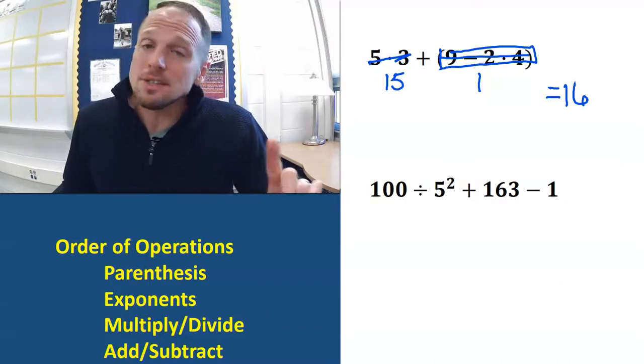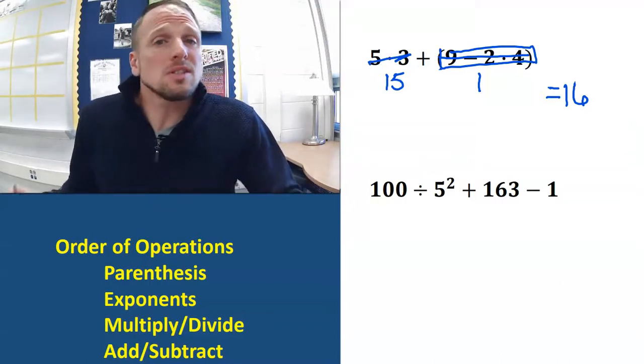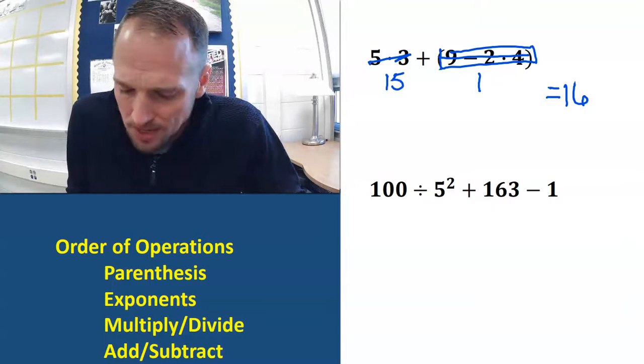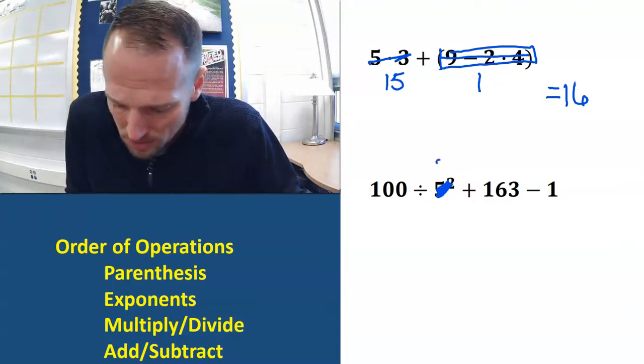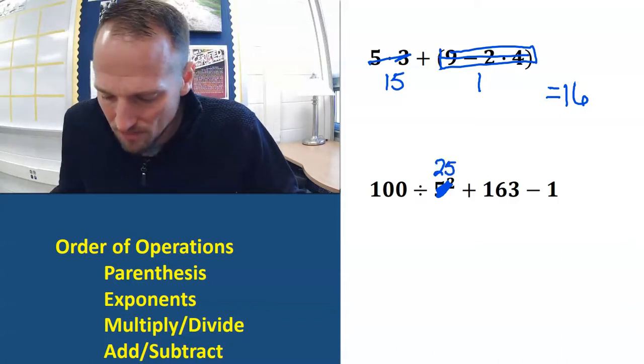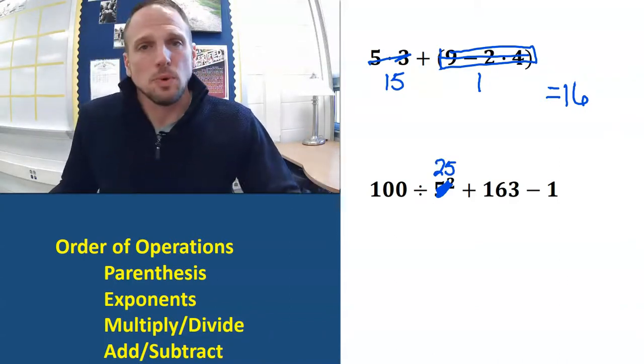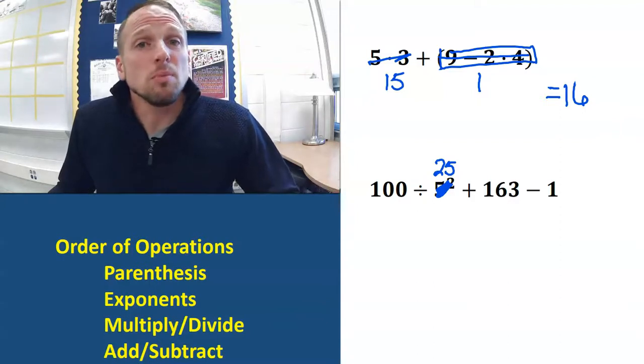Are there any parentheses? Nope. Are there any exponents? Yes, there is. Work it left to right. So coming down here, 5 squared, 5 to the second power, is going to be 25. Okay, exponents, done. Next step, is there any multiply, divide?